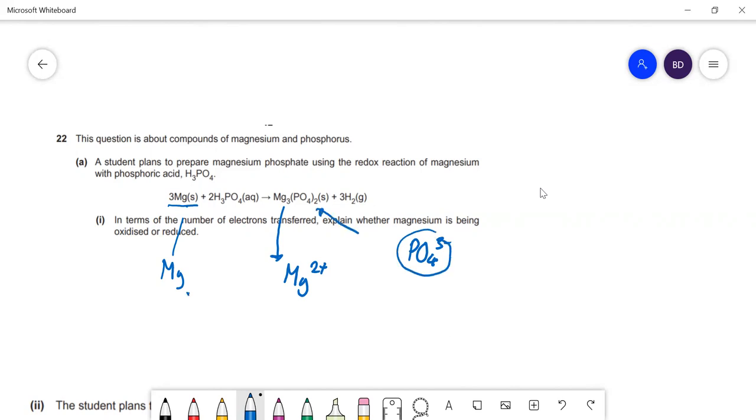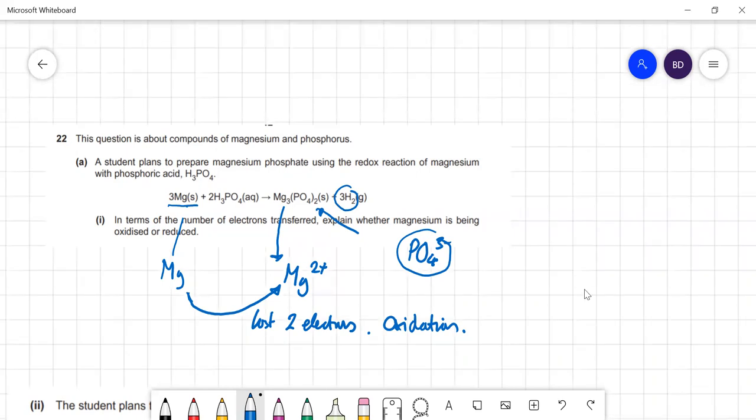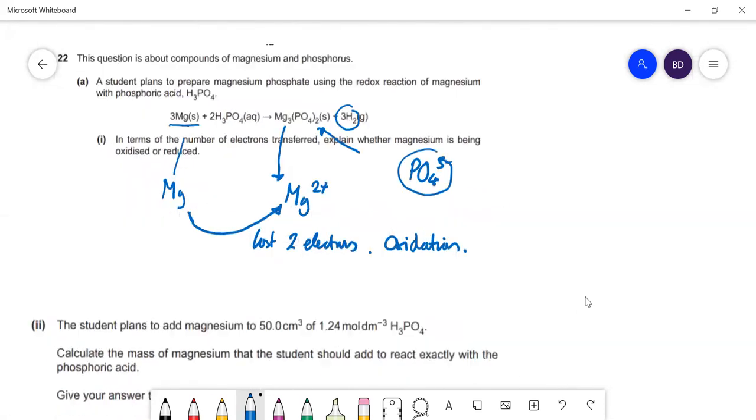So what's happened to the magnesium? All you need to know is magnesium always forms a 2+ ion in its compounds. What's happened to turn it from a magnesium atom to an Mg2+? It has lost two electrons. Losing two electrons, or losing any electrons, is oxidation. OIL RIG, oxidation is loss. So the magnesium is being oxidized. And incidentally, it's the hydrogen that's being reduced because the hydrogen is gaining the electrons from the magnesium. It doesn't ask you that, yeah? Okay.